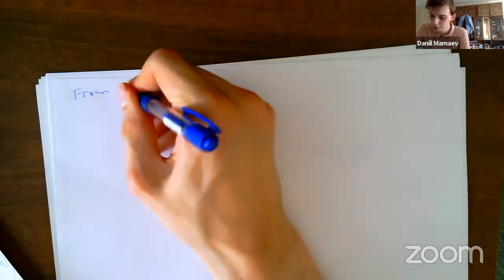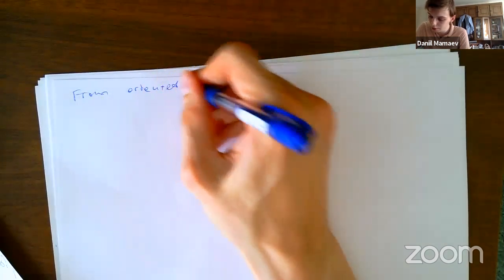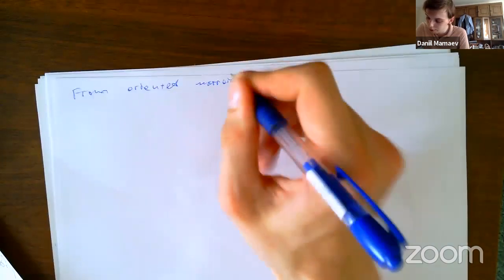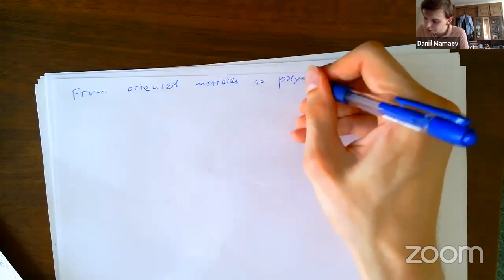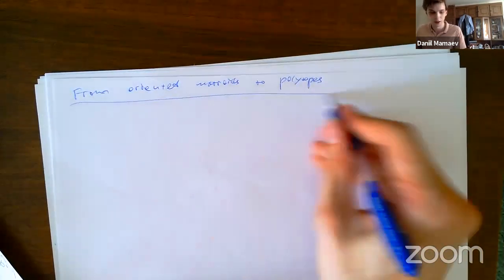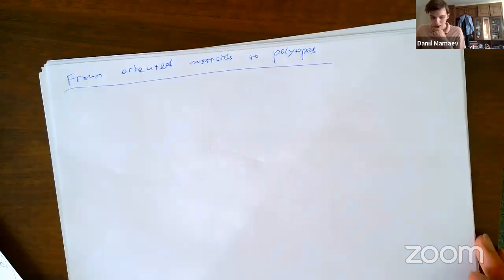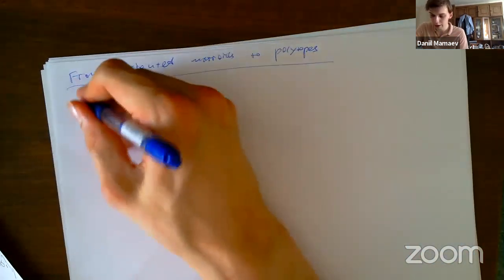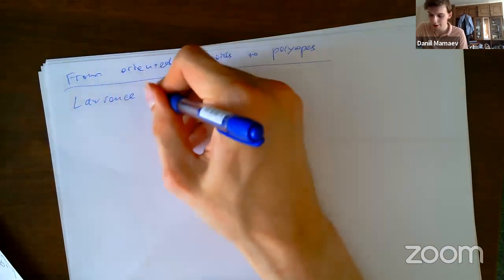Okay. Now, I think I will take 10 more minutes of your time. I will say just a couple of words about how to go from oriented matroids to polytopes. For this, we need Lorentz extensions.